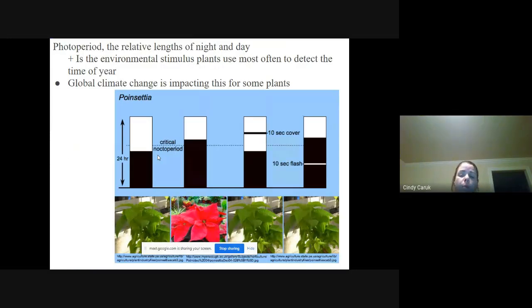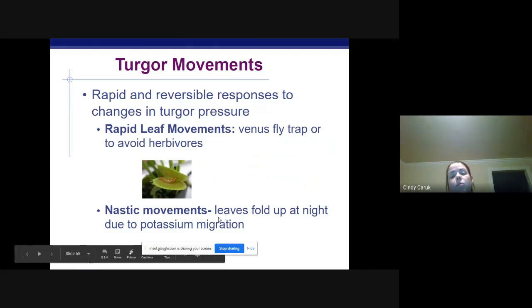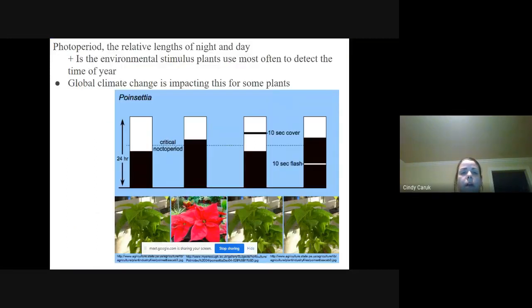Or it can be to avoid herbivores. We talked before that we have plants that if you brush against them, their leaves will fold, so they look unappetizing to your herbivores. And then nastic movement, this is the migration of potassium. At night, it causes the leaves to fold up like morning glories, right? They don't need to be open at night. There's no pollinators for them at that time.